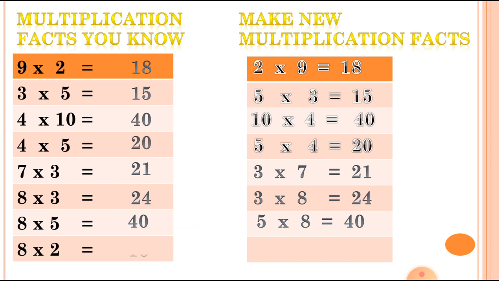Now here is 8 twos are. 8 twos are 16. And what is the new multiplication fact for it? The new multiplication fact is 2 eights are 16.